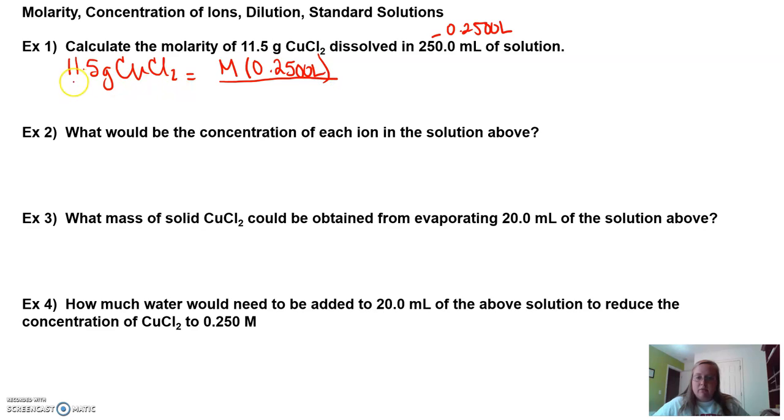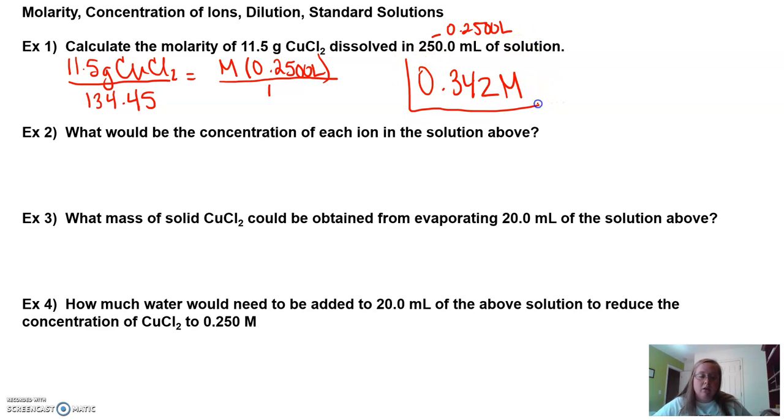And then, as a reminder from the last video, if molarity times volume is on the top, then 1 is going to go on the bottom, and we're not dealing with a chemical reaction, so there's no coefficients that we need to worry about. And then if grams is on the top, I'm going to put formula weight on the bottom, and the formula weight for copper 2 chloride is 134.45. And then just cross multiply. For sig figs, 11.5 has 3, 250.0 has 4, so your answer should have 3. So 0.342 molar is the molarity for that particular solution.